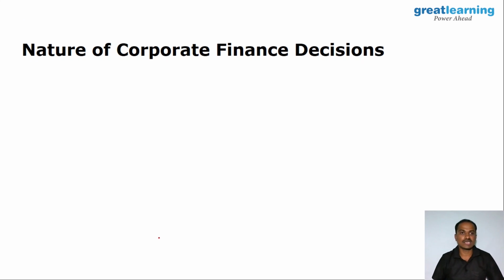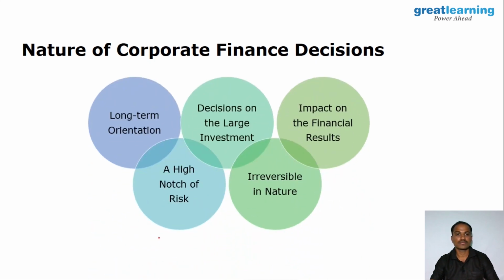Now, let us understand the nature of corporate finance decisions. What are the typical characteristics of corporate finance decisions? Long-term orientation. The corporate finance decisions are taken from a long-term perspective, and the decisions taken will have long-term repercussions. The decisions taken under corporate finance will have long-term goals.